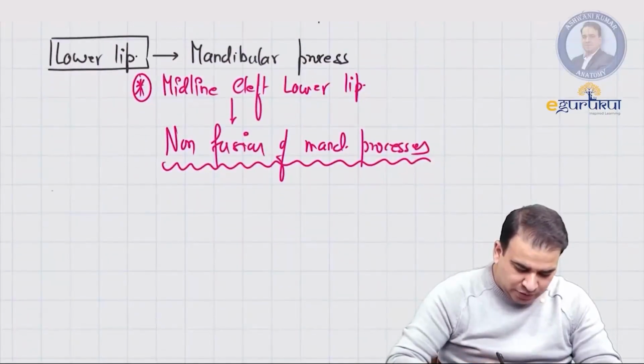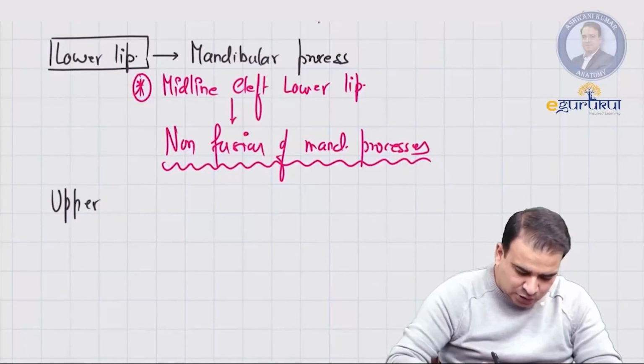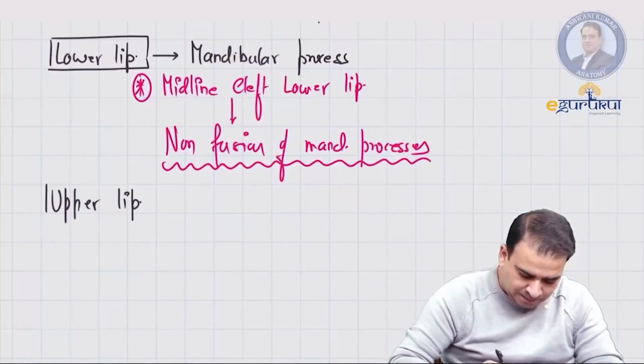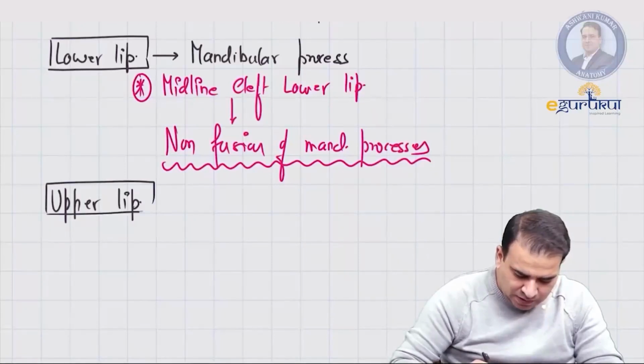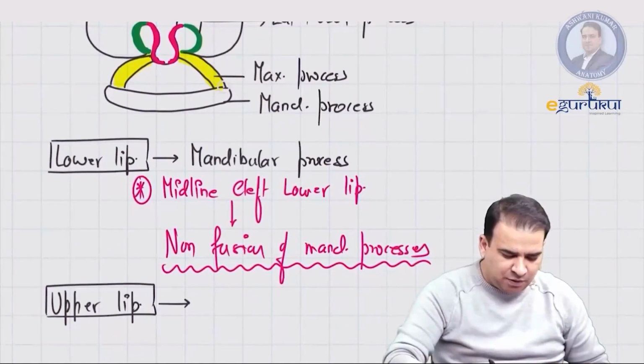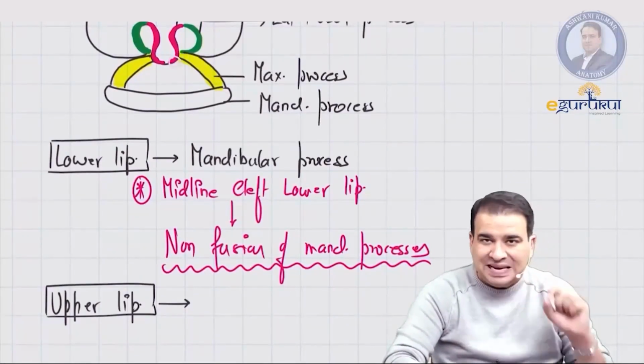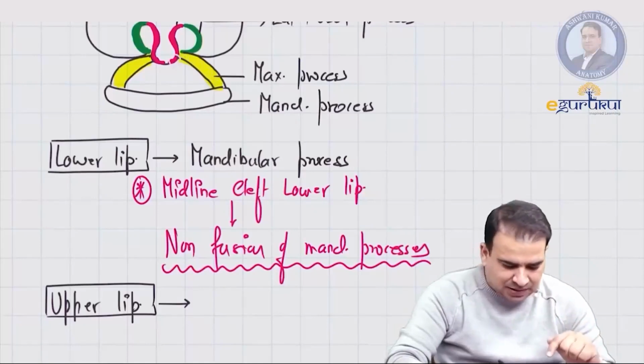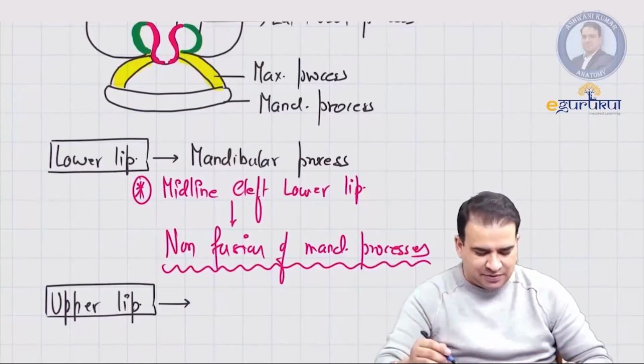Well, the one which is more interesting and important also, that is the upper lip. What about the upper lip? Guys, upper lip is derived from what? Again, look at the picture here. Upper lip is derived from the maxillary process and medial nasal process. It is maxillary and medial nasal process and not the lateral.